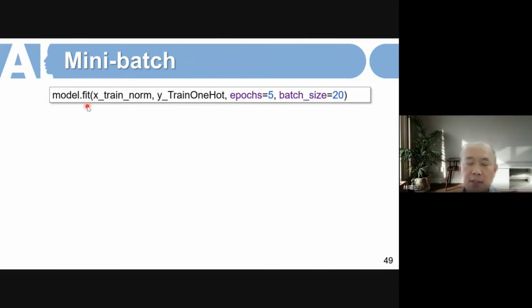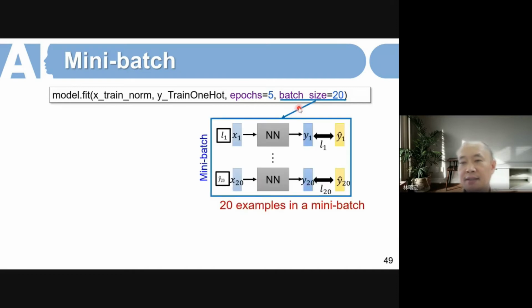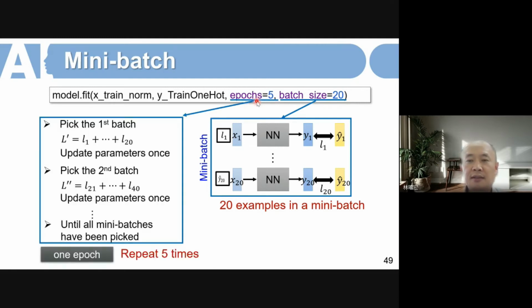In Keras, we use the function fit to train the model, providing the training data set and the labels, and also setting some parameters, including batch size, how many samples are in a mini batch, and the number of epochs. If epochs is equal to 5, it means repeating this process 5 times.